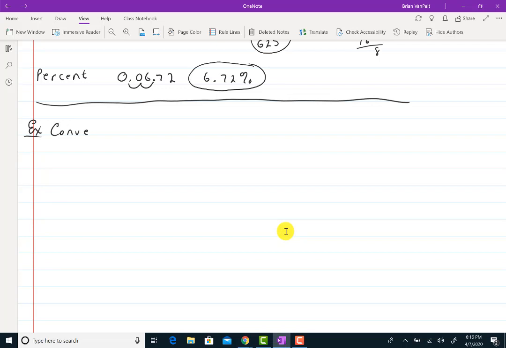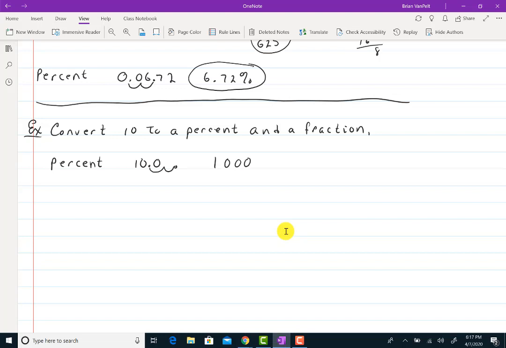Convert just the number 10 to a percent and a fraction. So the percent. Well, let's assume we're already in decimal format. I'm going to move my decimal 2 places to the right. That means I'll end up with 1 with 1, 2, 3 zeros after it. That's 1000%.